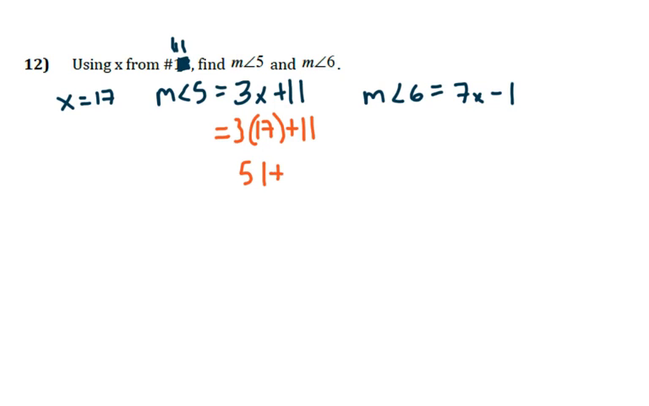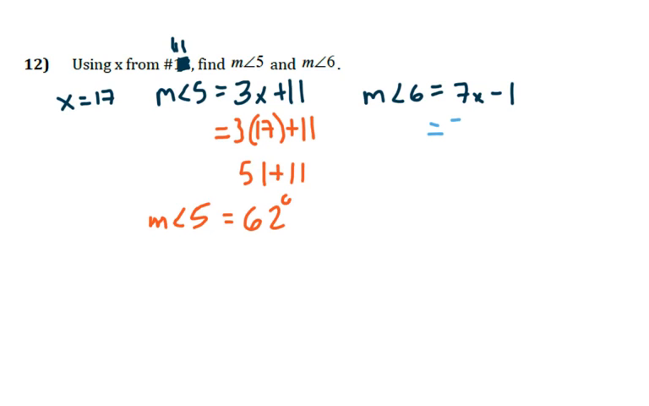And we're going to add 11 to that, so we get 62. So we're saying that the measure of angle 5 is 62 degrees. Now let's check and see if this works with the measure of angle 6 as well.